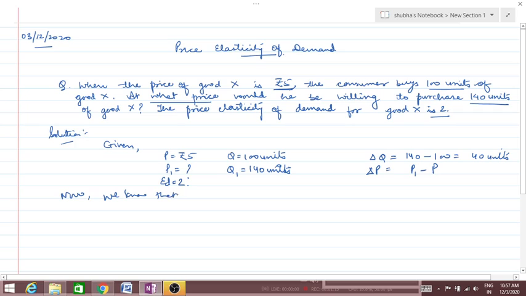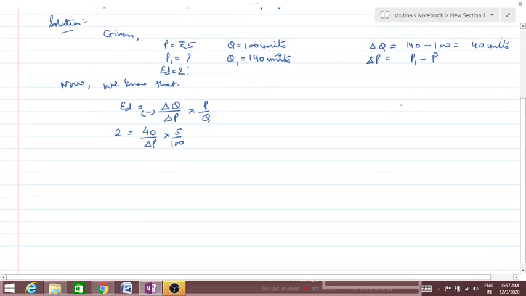So now we'll write the formula. Price elasticity of demand is equal to delta Q over delta P into P over Q, right? We'll write the minus sign here, and now by putting the values: 2 here, delta Q we have calculated, 40, over delta P, P was 5 and Q was 100. Now after calculating it, we can see on the rough side, because cutting here will not look good, so delta P into 5 upon 100, we can calculate it.